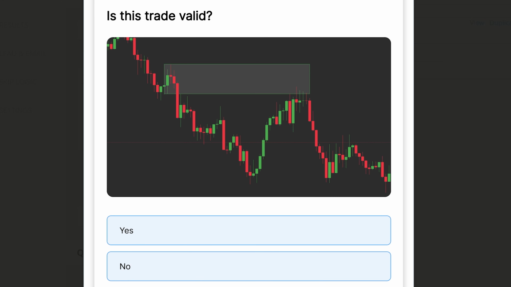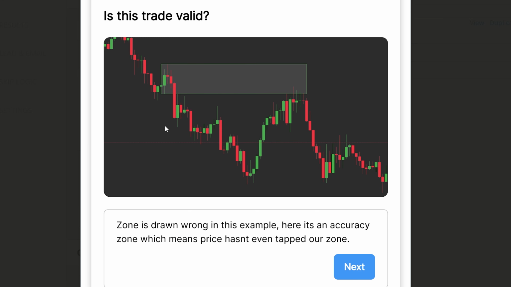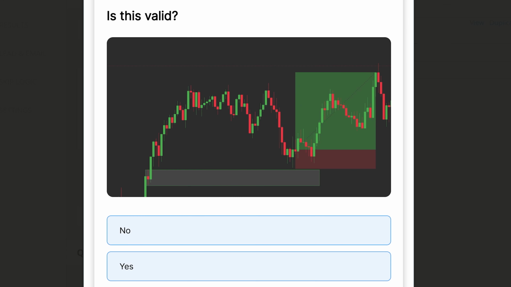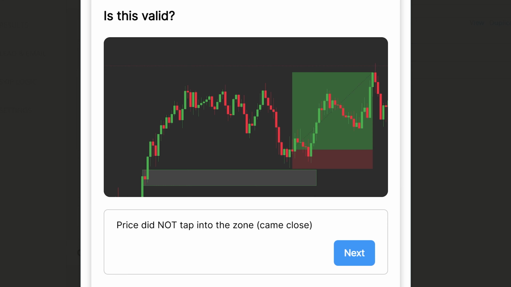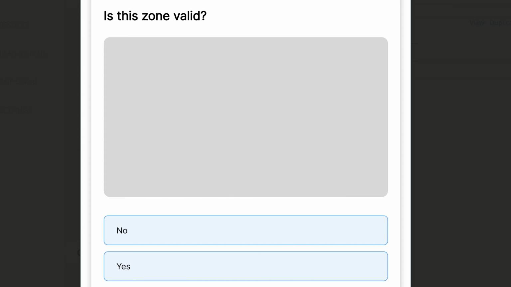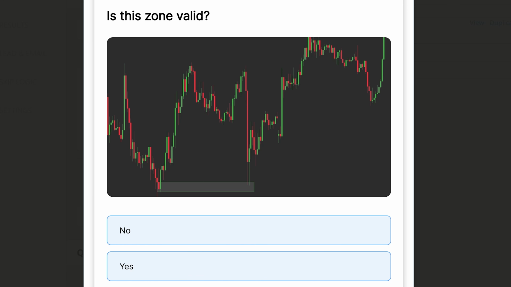Is this trade valid? The zone is drawn wrong in this example. Here it's an accuracy zone, which means price hasn't even tapped our zone yet. Is this valid? Because price has not tapped into the zone, but it came pretty close, as you can see. Is this zone valid? Yes, because it's an accuracy zone.